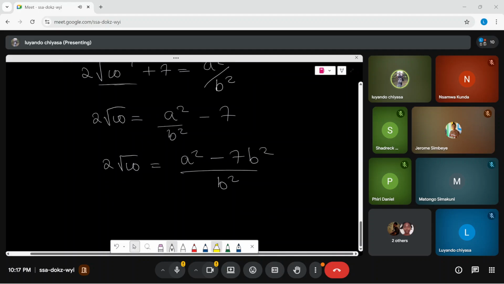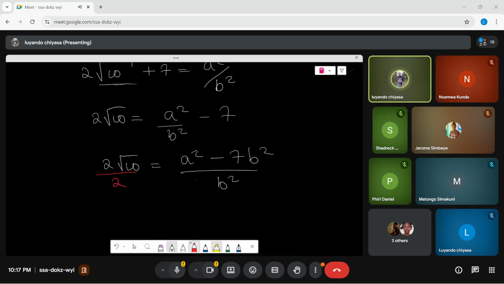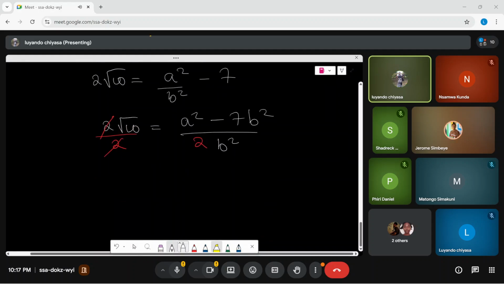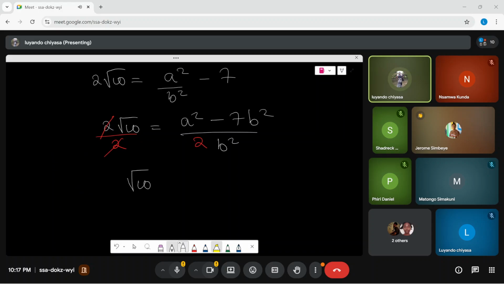Okay. So once you get that, then we can divide both sides by what? By 2, even here by 2, so that this 2 and this 2 cancel. And what we remain with will be? Is that a question? No. So what we remain with will be root 10 is equal to a squared minus 7b squared over 2b squared.